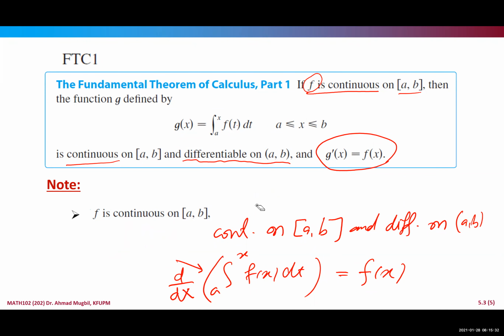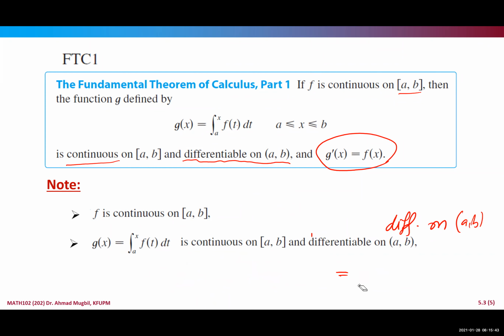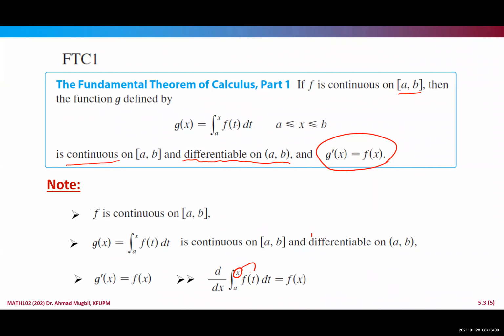So to summarize what this theorem says: if f is continuous, then the integral of f from a to x is also continuous and differentiable. Moreover, the derivative of the integral is equal to the integrand function evaluated at the upper limit. Just notice what happened. We just put the upper limit inside the function, so we replace t by the upper limit. In general, this is of course when we have this one as a variable of x.